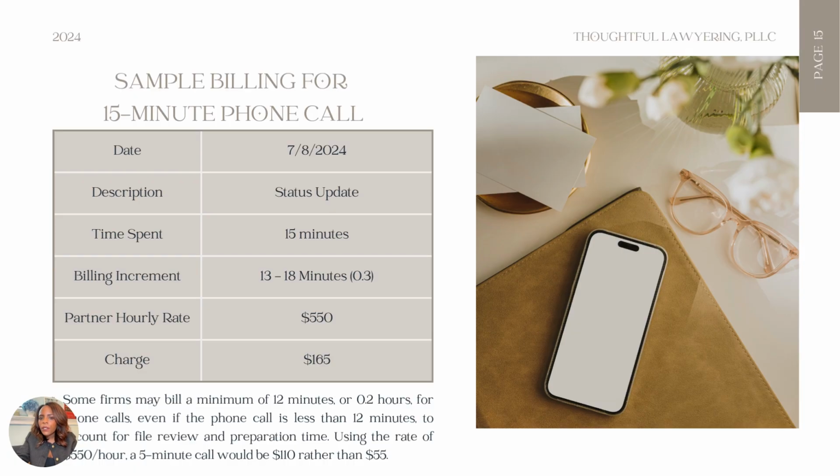Given the partner's hourly rate of $550 and the fact that the call was rounded up to 18 minutes, the total charge for the call would be $165. To figure that out, you multiply 0.3, that's 3/10 of an hour, times 550, which equals 165. I've included additional phone call examples in your workbook. Please use those to practice figuring out the cost.